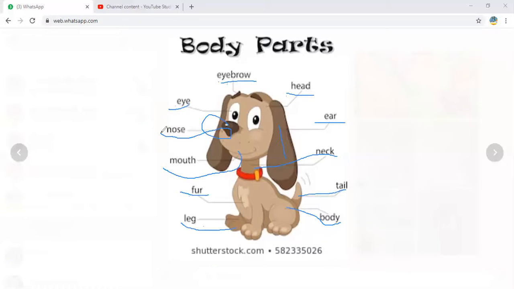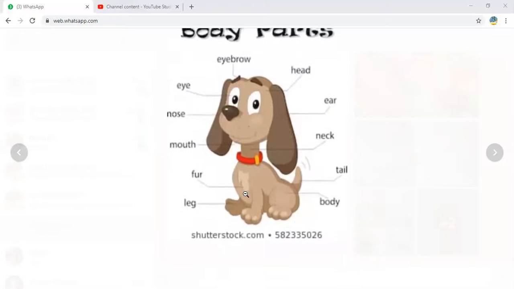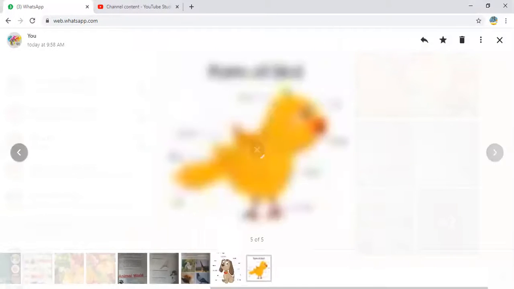What is this animal? It is a dog. A dog has the same parts as us: eyes, ears, nose, mouth, eyebrows, fur, body, legs, all these things, right? Okay. I hope it is clear. Yeah, I can show you one more image, of a bird.